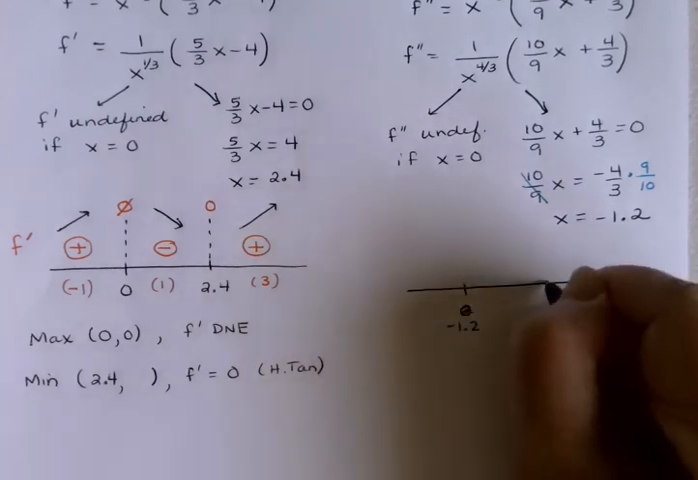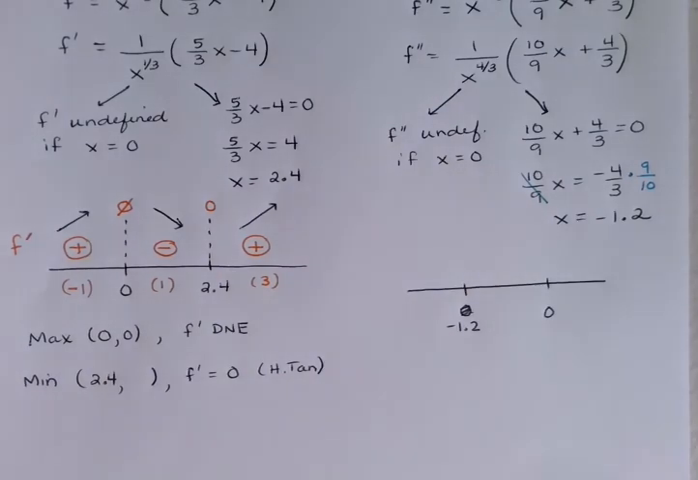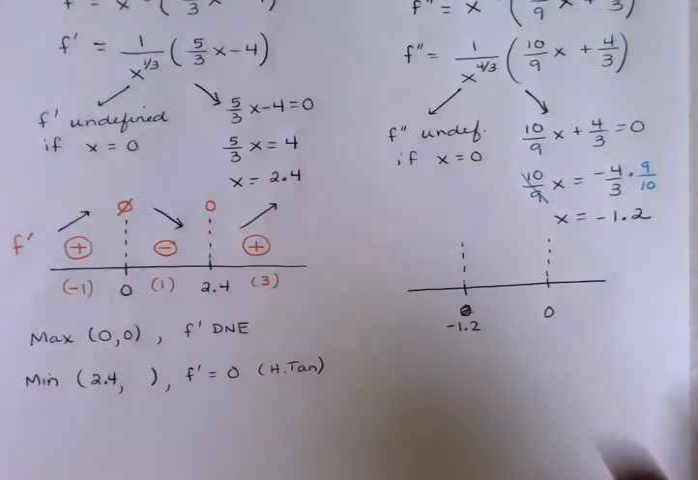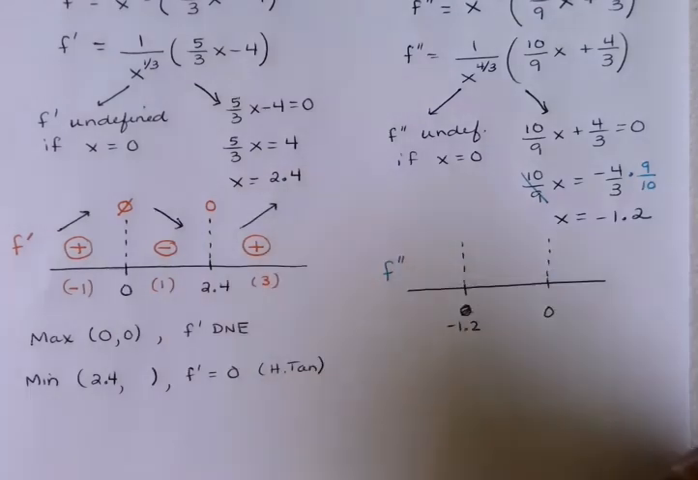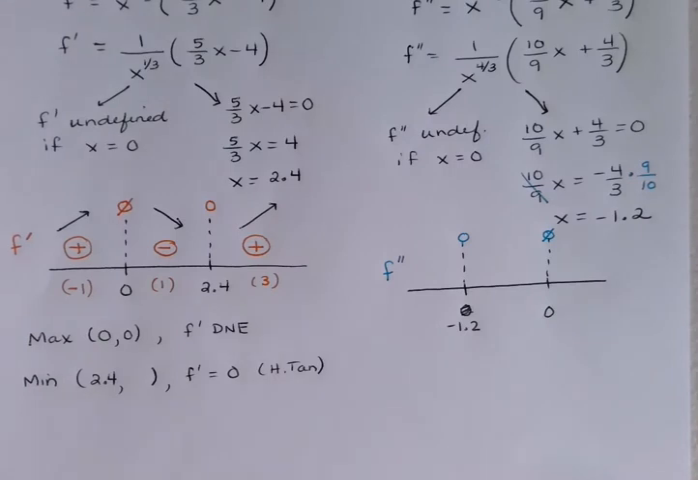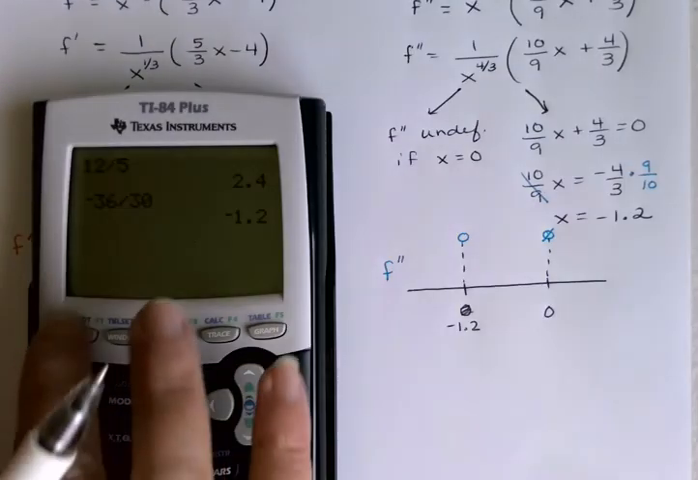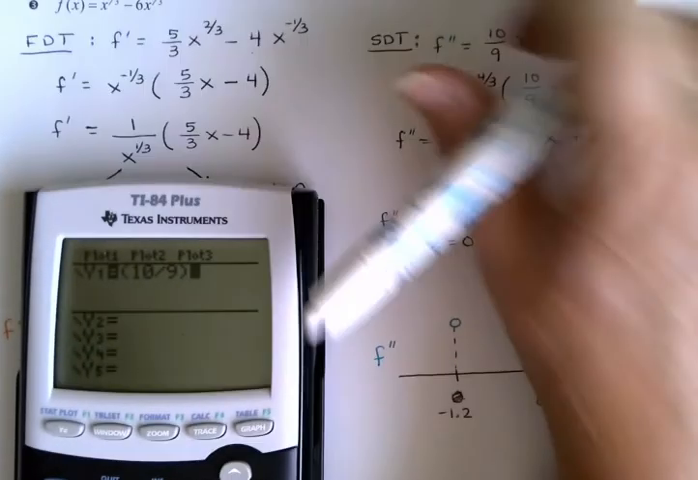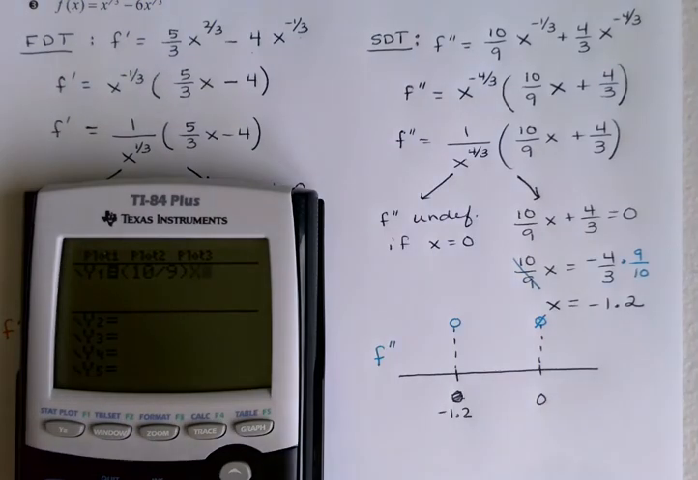Negative 1.2 and 0 are our critical values. The second derivative was 0 here and undefined there. Again, not that that means quite as much this time. And I'm going to put the second derivative in my calculator. 10/9 x to the negative 1/3, going all the way back to here, plus 4/3 x to the negative 4/3.